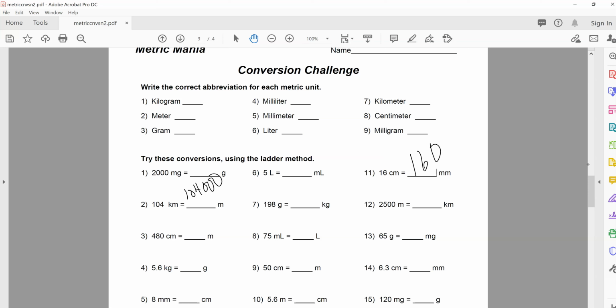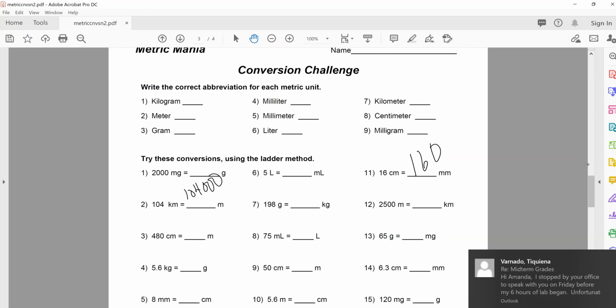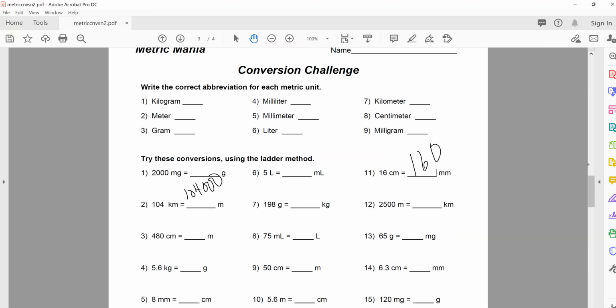198 grams equals how many kilograms? Grams is the base unit, and we move it 3 decimal spots to the left. We can divide by 10. So it's going to be, sorry, not divide by 10, divide by 1,000. So it's going to be 0.198.